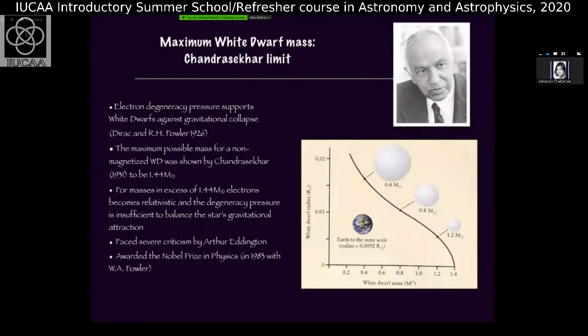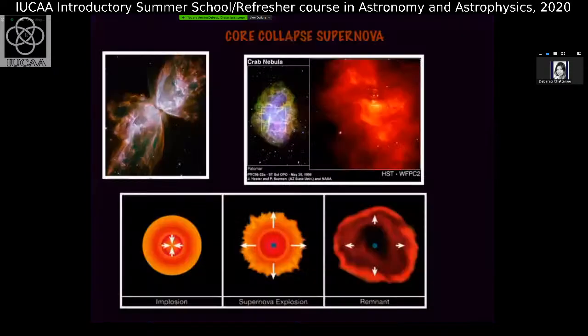For masses which are higher than this Chandrasekhar limit, the electrons become relativistic, and the electron degeneracy pressure will not be enough to support the star from gravitational collapse. And the possibilities were left open by Chandrasekhar. This, however, faced severe criticism by scientists like Eddington. However, it was later proved, and Chandrasekhar was awarded the Nobel Prize in Physics in 1983.